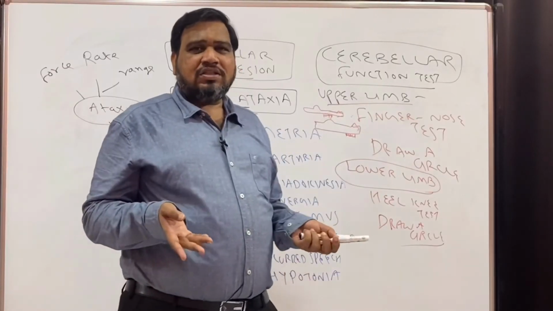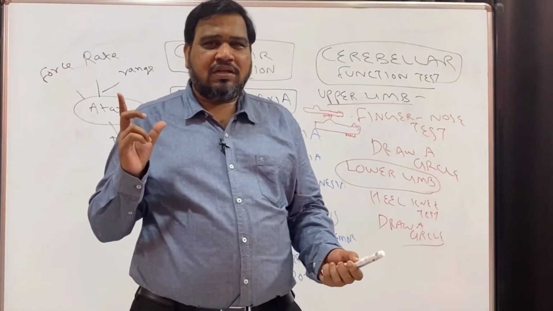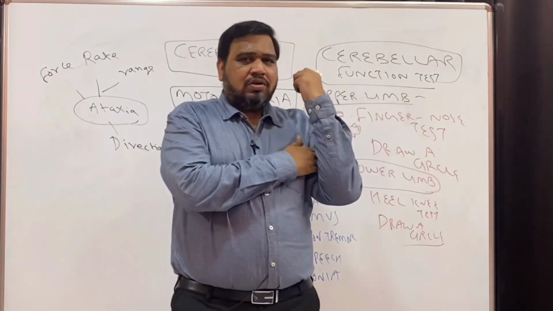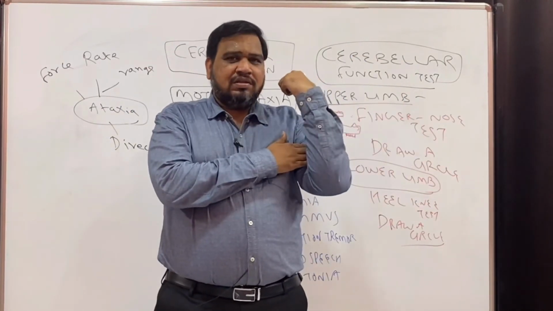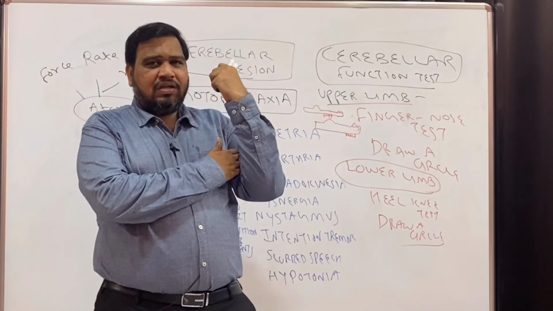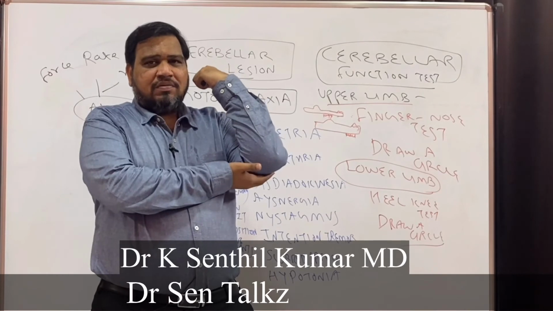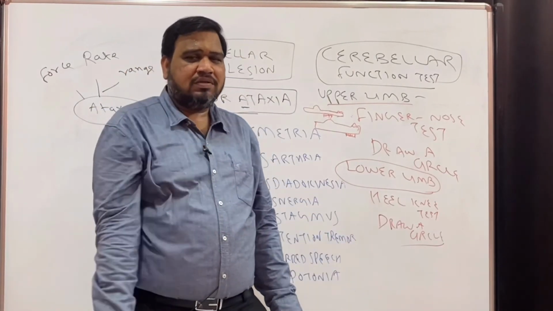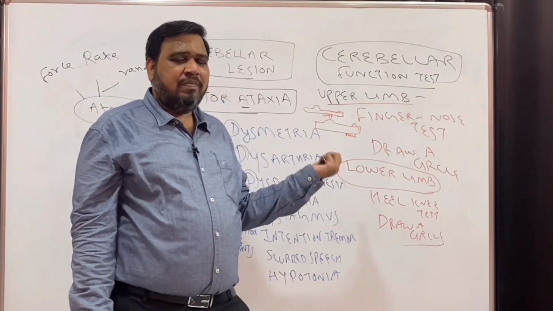In cerebellar function tests, we can check the tone also, because I have mentioned hypotonia. The tone will be decreased, so I have to check the tone. When I flex and extend, I feel the tension of the muscles. When I flex, you can see the lengthening of the triceps muscle. When I extend, I can see the lengthening of the biceps muscle. This is how you check the tone of the muscle. In cerebellar lesion, there is hypotonia.